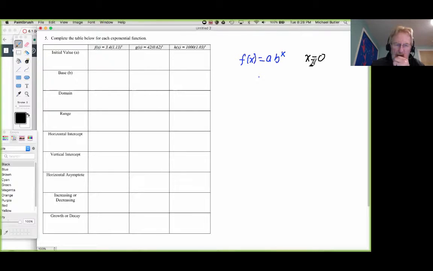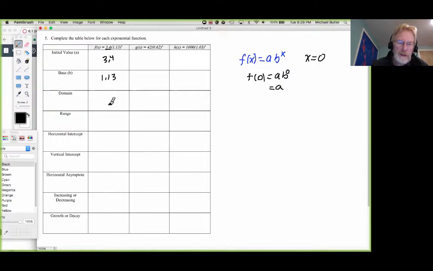So time is equal to 0, what we started off with. And so if you look at that from the mathematical standpoint, f of 0 is going to be a times b to the 0. Well, b to the 0 is always going to be equal to 1, so you get back a. So it's pretty easy on here. You just come in and grab that number, okay? So that's 3.4, right? Okay, and then the base, well, that's b, so that's 1.13.